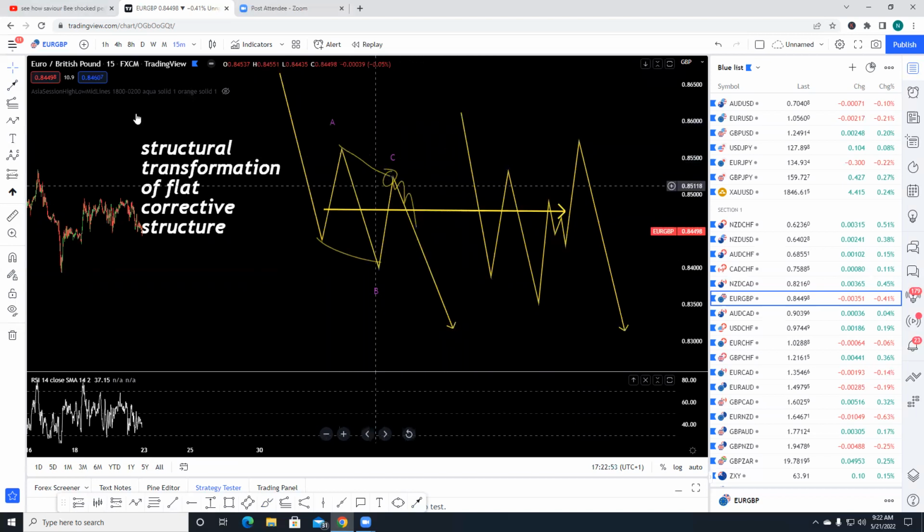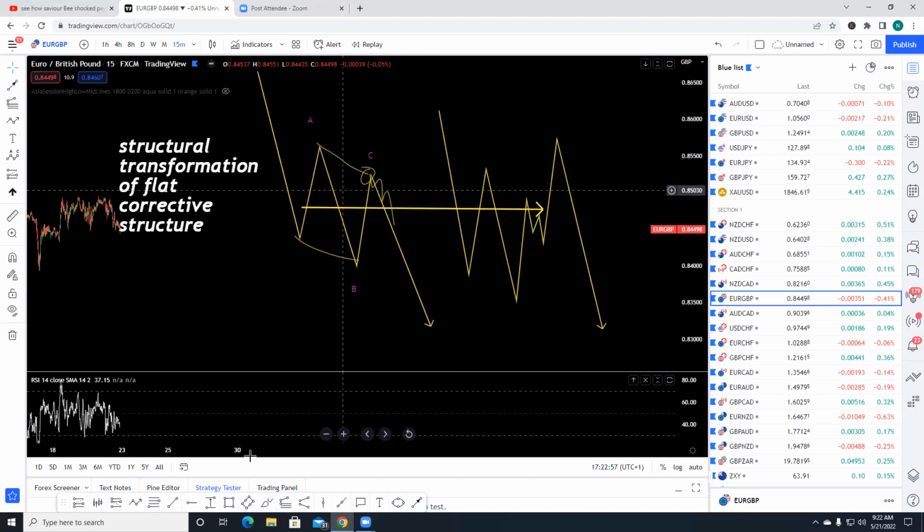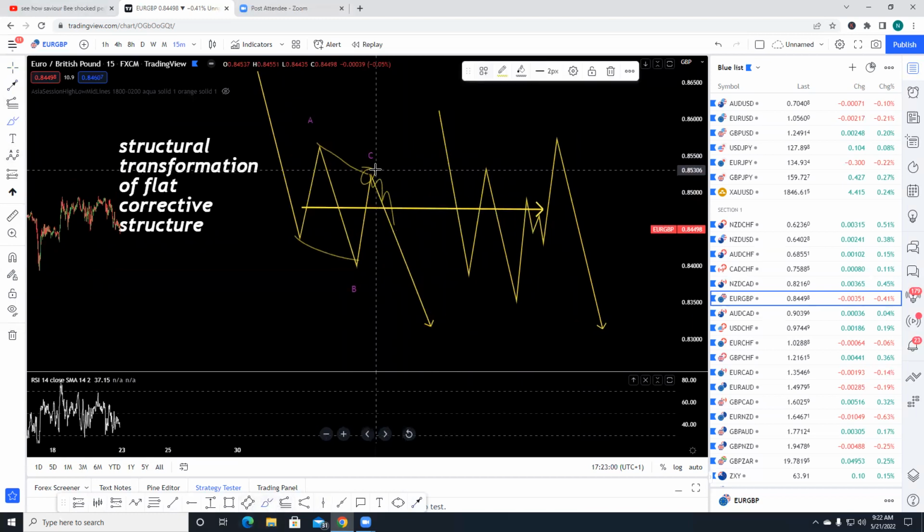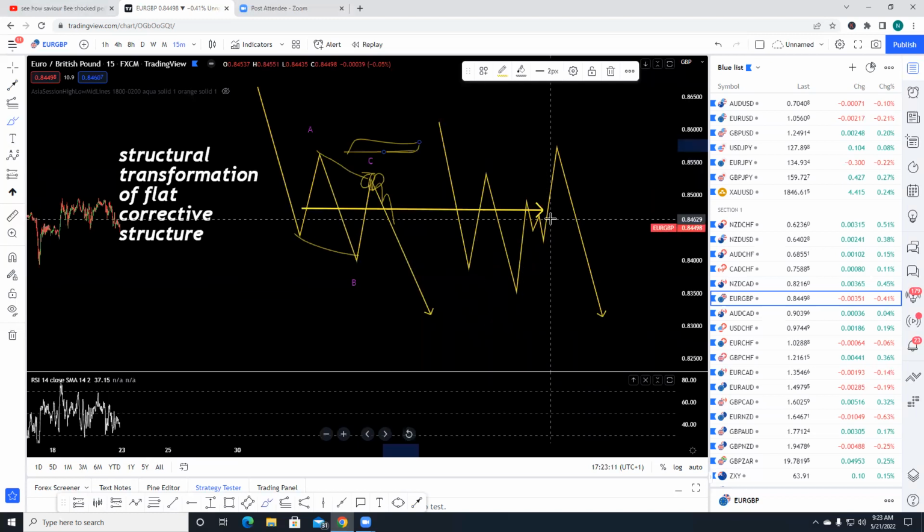There is structural transformation from a running flat to an expanding flat. And then, if you are taking your sell, guys, at this level in a running flat, to the downside, where are you going to put your stop loss? You put your stop loss here. Is that not so? But when there is structural transformation from this running flat to an expanding flat, you have a corrective structure here, and this market moves boom to the upside. What happened? Your stop loss is taken. Do you understand now? Your stop loss is taken.